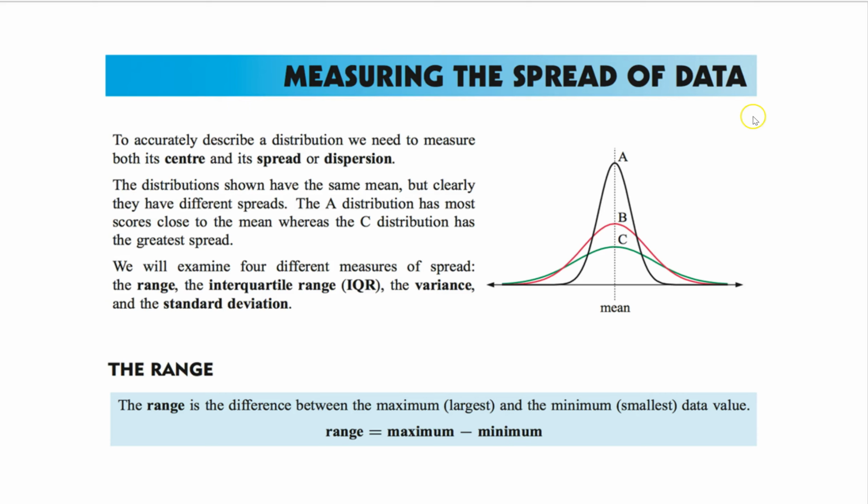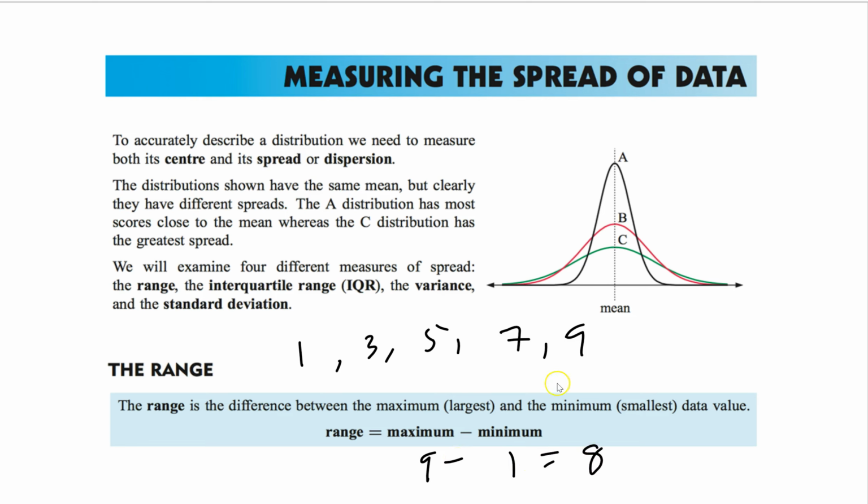Measuring the spread of data. In this section, we're going to look at different ways to measure how far our data reaches. The first of which is the range, which is also the easiest way. Range just wants to know how far your data is spread out. So if you have 1, 3, 5, 7, 9, the range is just the maximum value minus the minimum value. So 8 points. Our range is 8.